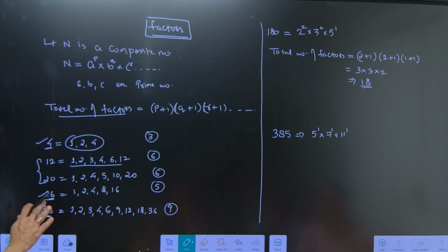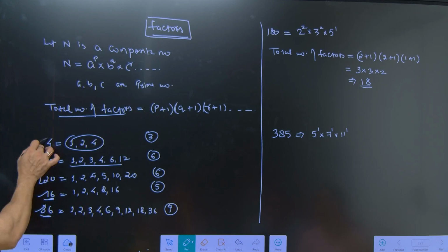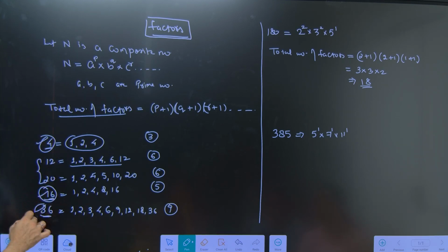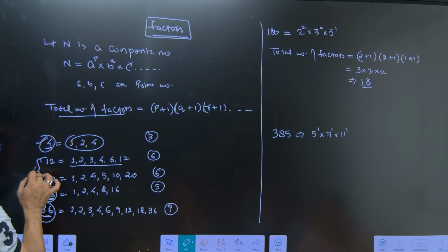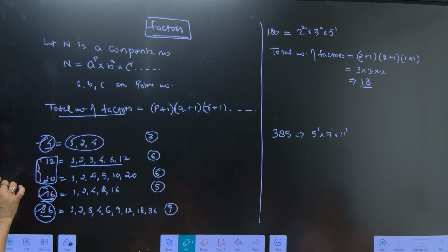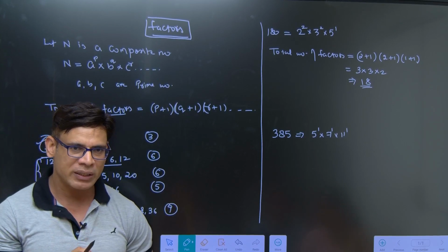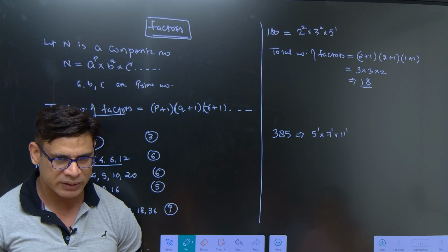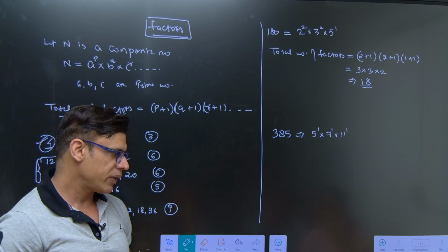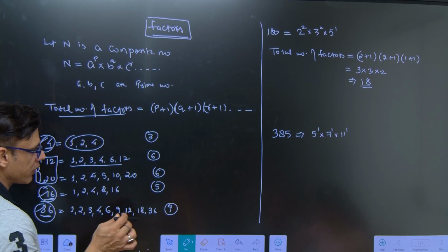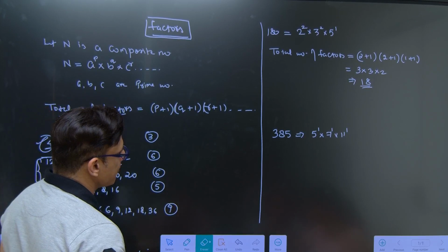So if I ask you to make some observation, first of all, what type of number are these three? 4, 16 and 36. What type of number? Perfect square. Very good. These are perfect squares. Are these two perfect squares? No. So understand, if there is a number which is a perfect square, it will always have an odd number of factors. Question is why?